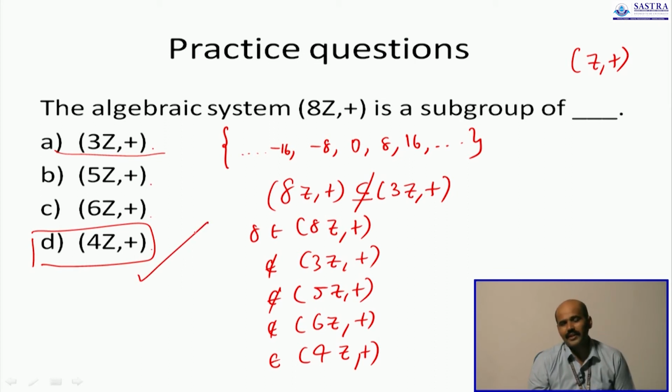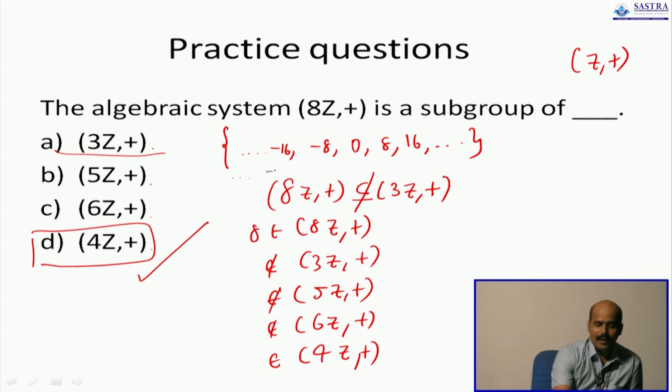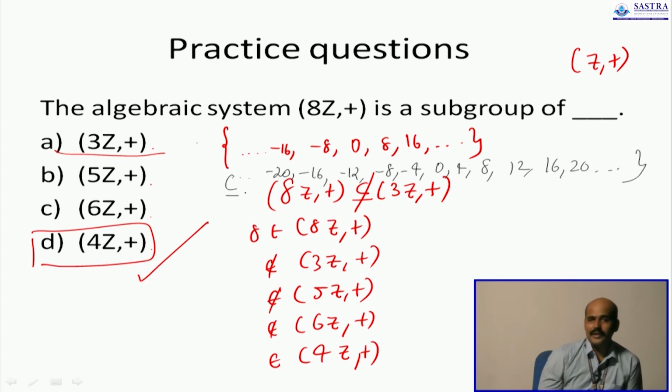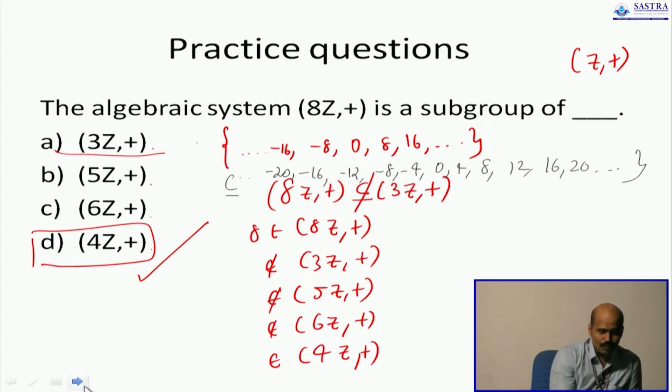It is a proper subset of the set of all multiples of 4, because when you write the multiples of 4, you will have minus 20, minus 16, minus 12, minus 8, minus 4, 0, 4, 8, 12, 16, 20, etc. So this set is clearly contained in 4Z plus, therefore it is a subset. In addition it is closed, it contains the identity, it contains the inverse, and the operation is associative, therefore it can only be a subgroup of 4Z plus.